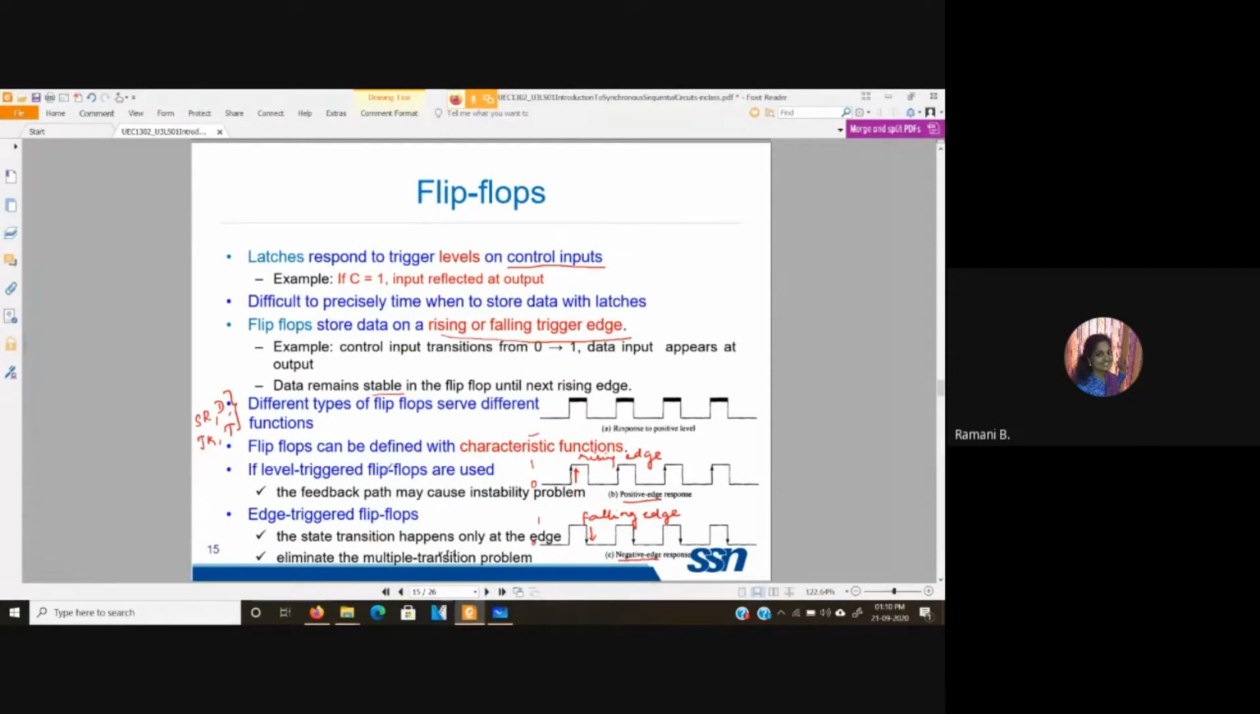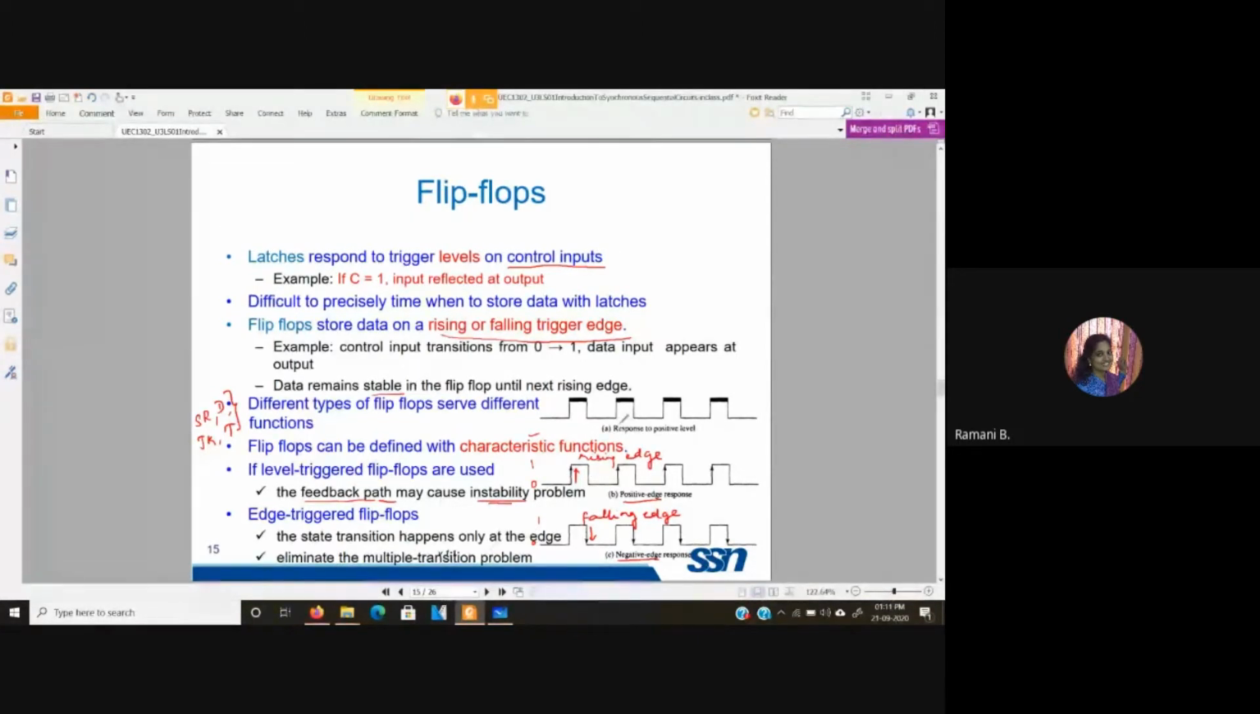So if level triggered flip-flops are used, so in the flip-flop also, if we are going for level triggering, that is for C is equal to 0 or C is equal to 1, if you are going to use it that way, the feedback path will be having instability problem. Okay. With edge triggered flip-flop, the transition happens only at the edge and therefore it eliminates the multiple transition problem.